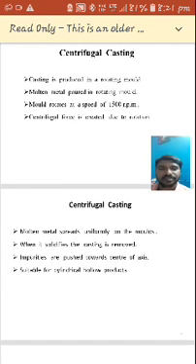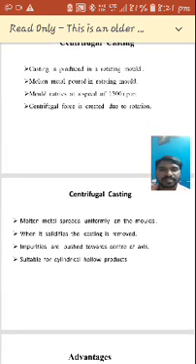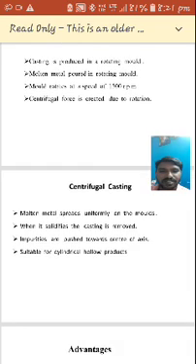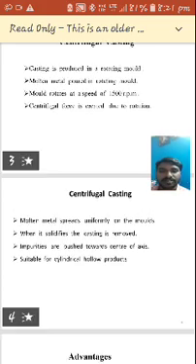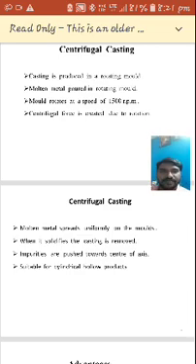Impurities are pushed towards the center of the axis. This is one of the main advantages of rotating the mold. If the molten metal contains any impurities, they are pushed towards the center point. It is suitable for hollow products, cylindrical hollow products. These are the centrifugal castings.